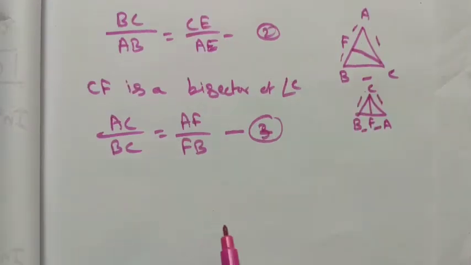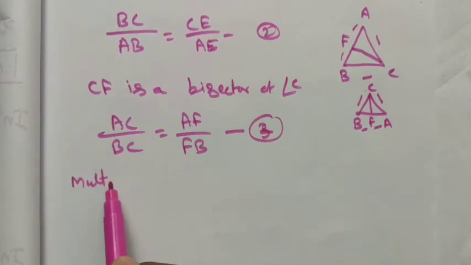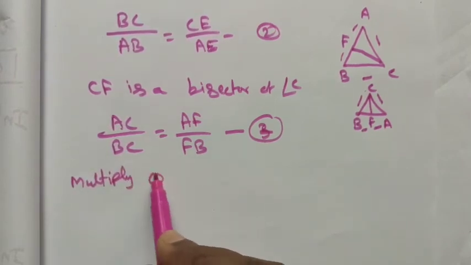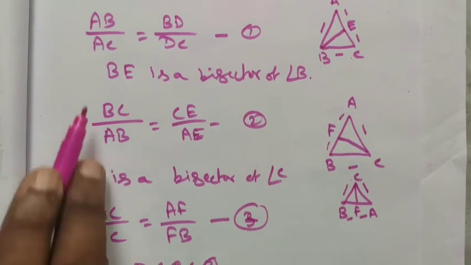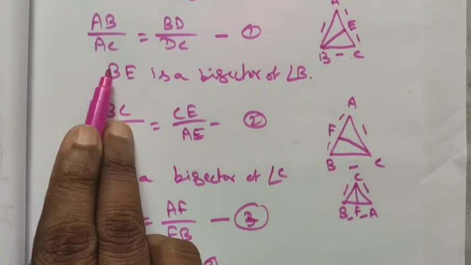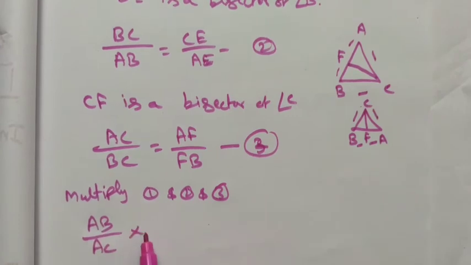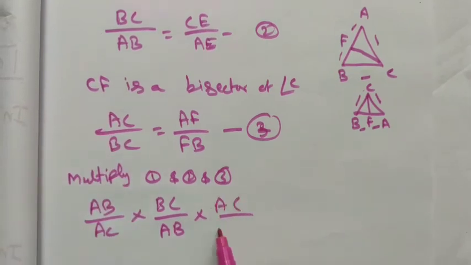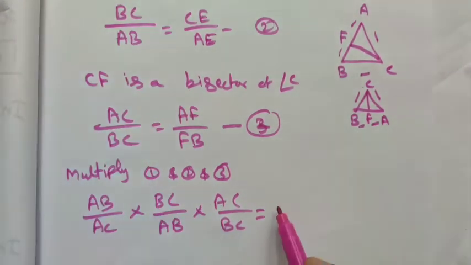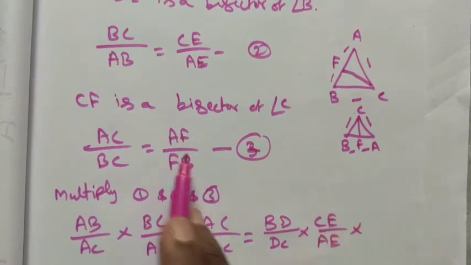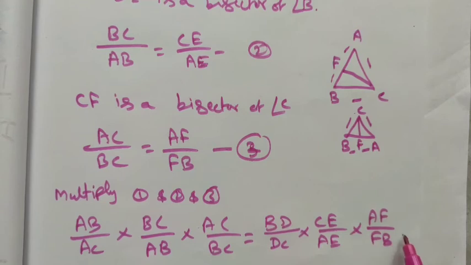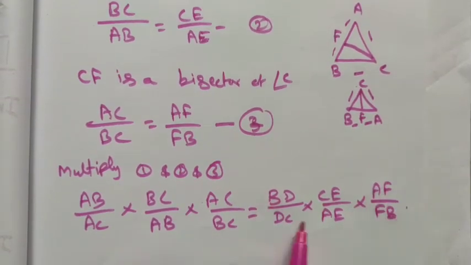Now we are going to prove Ceva's theorem by multiplying equation number 1, 2 and 3. On the LHS we multiply all three equations. The LHS is AB divided by AC into BC divided by AB into AC divided by BC is equal to, the RHS is BD divided by DC into CE divided by AE into AF divided by FB. We want to prove that this term is equal to 1.